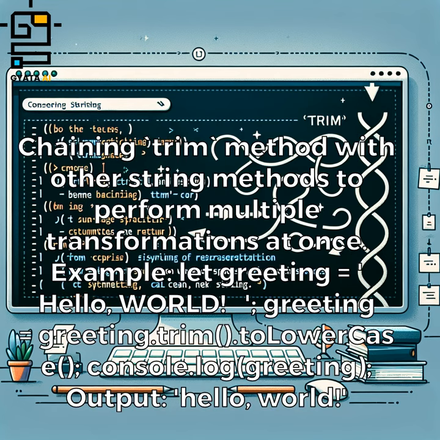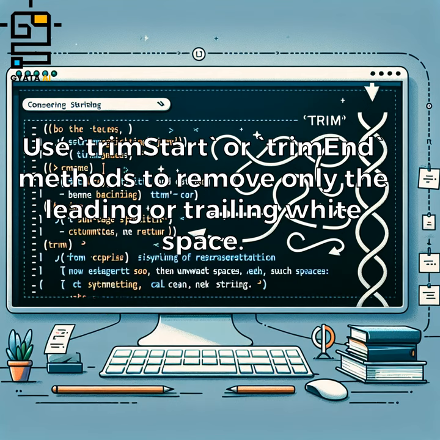Tips and tricks: chain the trim method with other string methods to perform multiple transformations at once. Example: let greeting = " Hello World "; greeting = greeting.trim().toLowerCase(); console.log(greeting); output: "hello world". Use trimStart or trimEnd methods to remove only the leading or trailing white space.